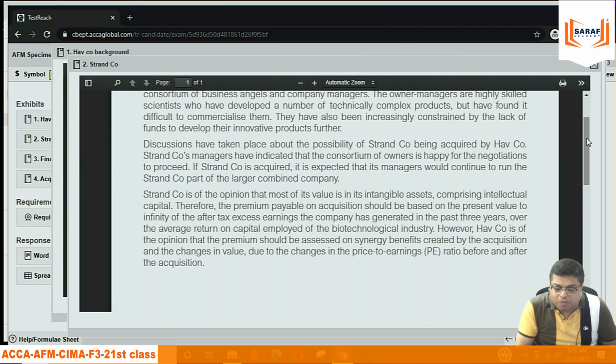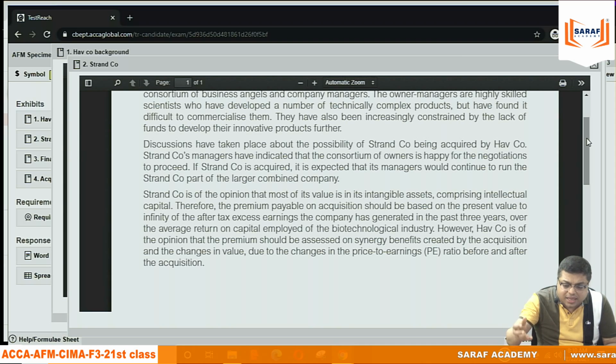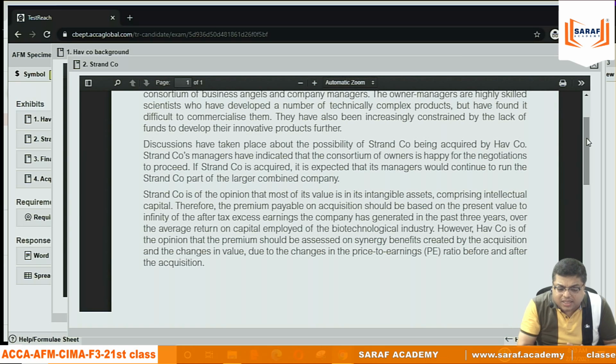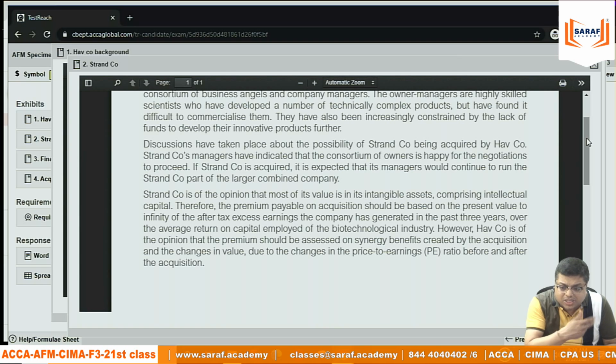However, each company is of the opinion that the premium should be assessed on synergy benefits created by the acquisition. Now the seller is thinking the premium should be like that, but the buyer is thinking that the premium should be assessed on synergy benefits created by the acquisition and the changes in value due to the changes in the price to earnings ratio before and after the acquisition. So you can say the acquirer thinks it should be based on the P/E ratio and the synergy increase in value, but the seller thinks they should get the premium based on the increase in the earnings of the last 3 years, extra earnings over the industry average.